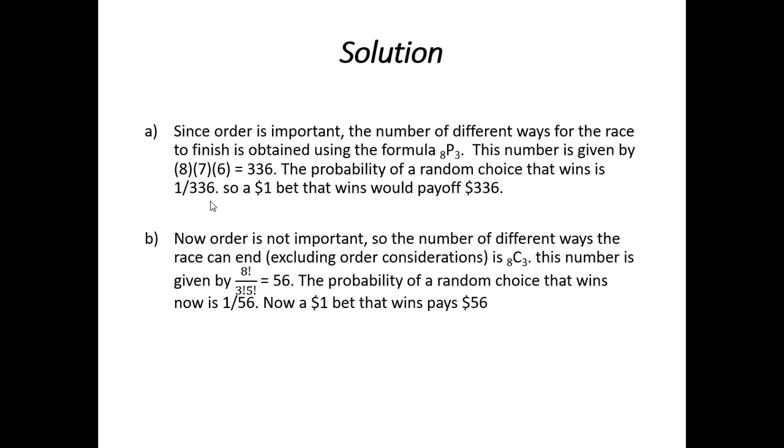In the second case, where order is not important, the number of different ways a race can end is given by 8 choose 3, or 8C3. You'll see this notation in the book. So this number is given by 8 factorial divided by the product of 3 factorial and 5 factorial. When we simplify, we get 56. So the probability that a random choice wins now is 1 over 56, and a $1 bet that wins would pay $56.